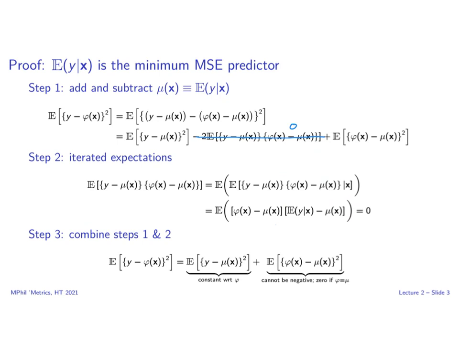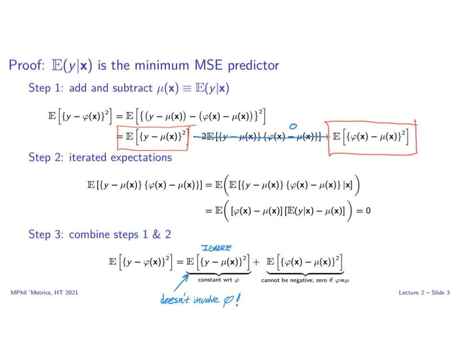Finally, we combine steps 1 and 2 by taking a look at the remaining terms in the expression now that we've eliminated the middle term, which is 0. Let's look at the first one. The expected value of y minus mu of x squared is a constant with respect to phi. This does not in any way include phi, so there's no way that we can affect it by changing which predictor, phi, we substitute into the objective function. So this means we can completely ignore this term as far as the optimization is concerned.